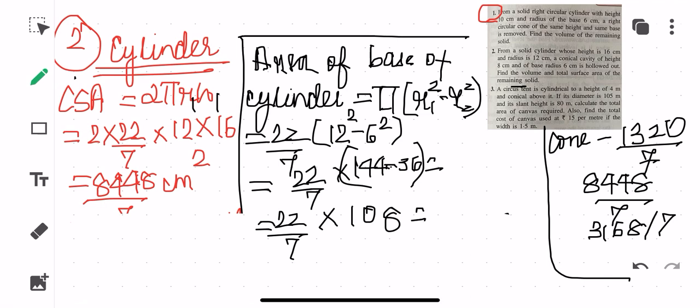108 into 22 will be how much, children? 2376. Okay, so I'll be writing down that this is equal to 2376 divided by 7. So these are the things that you are getting, and now you just need to add them up. I'll be writing down here 2376 divided by 7.